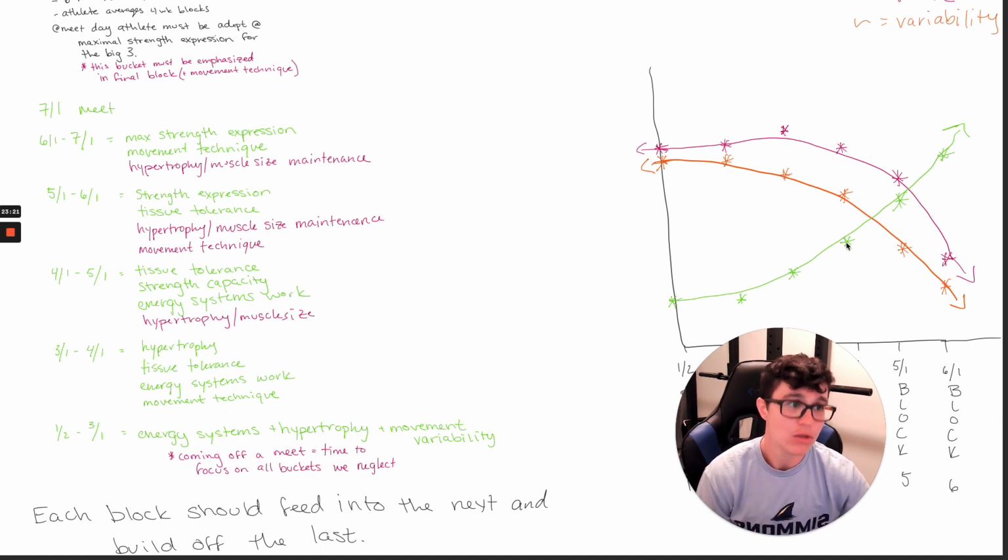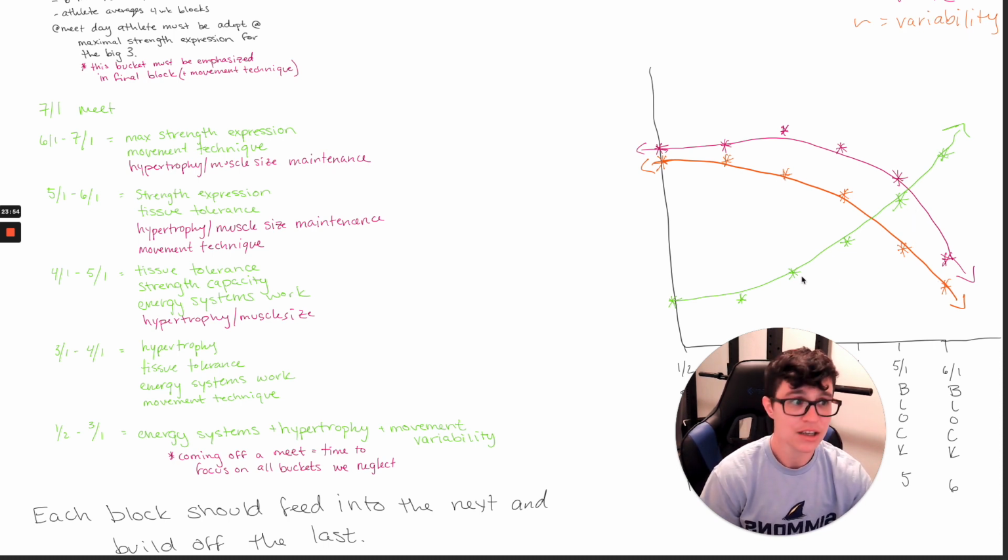Block 4, everything starting to converge a little bit closer, right? We have volume dropping more, we have variability dropping off even more as we're starting to work our way into a peak or a strength block for a meet. And our intensity is rising, okay? Block 5, we have intensity rising, we have variability dropping way off, and we also have volume dropping off.